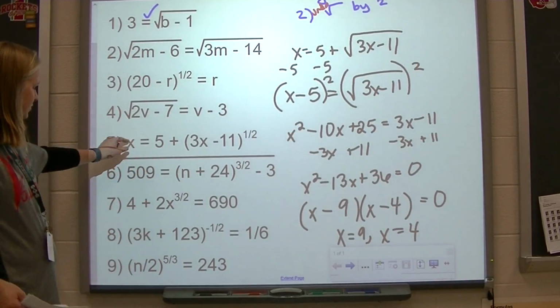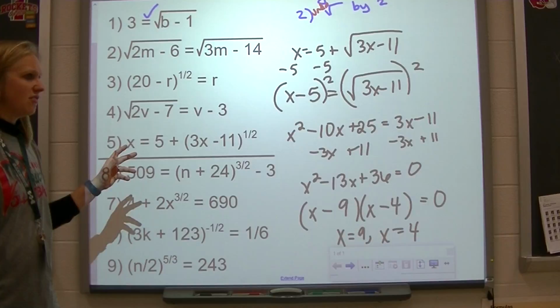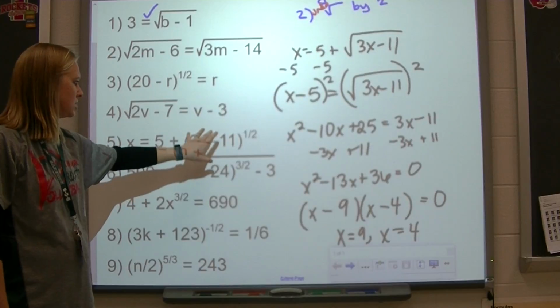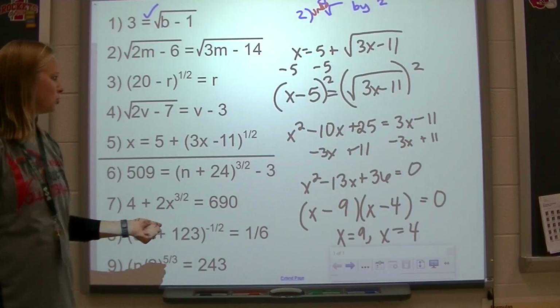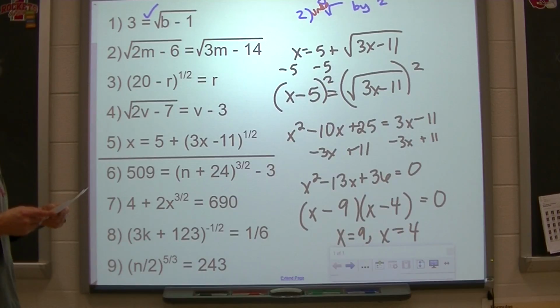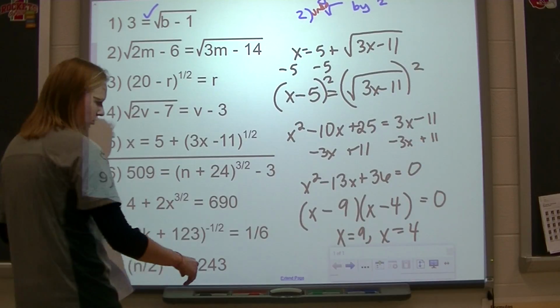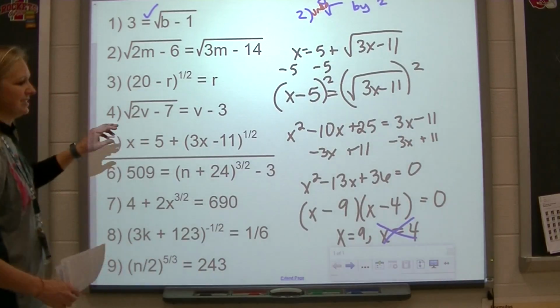So here I'll have 9, so we'll say 9 equals 3 times 9 is 27, 27 minus 11 is 16, the square root of 16 is 4, 5 plus 4 is 9, 9 equals 9, that checks out. Let's try 4. 3 times 4 is 12, 12 minus 11 is 1, the square root of 1 is 1, 5 plus 1 is 6, 4 doesn't equal 6. So x equals 4 is an extraneous solution, but x equals 9 is not. That works.